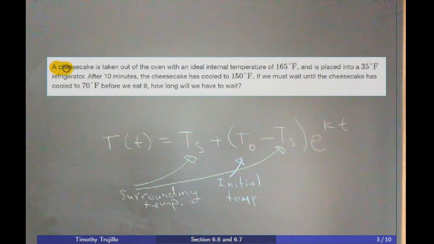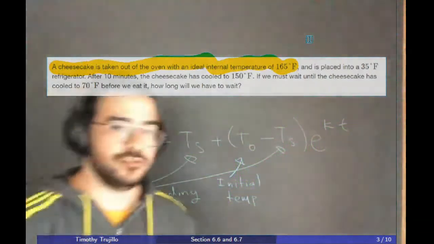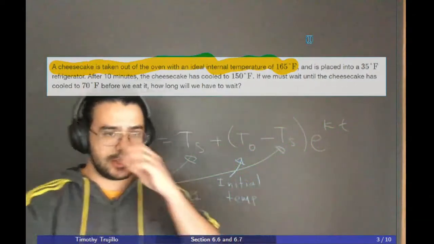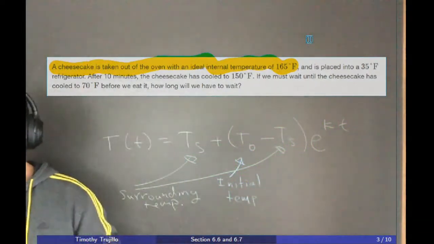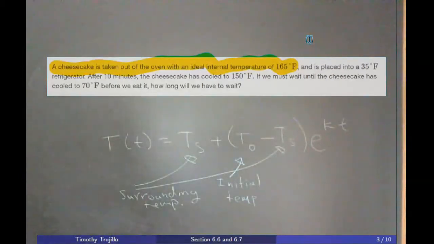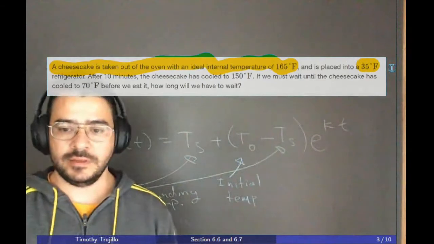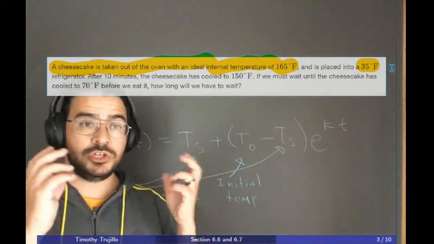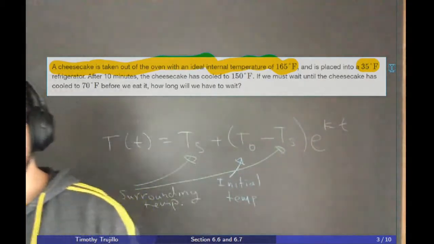Okay, so let's say Thanksgiving is coming up, and you make some cheesecake and take it out of the oven, and the internal temperature is 165 degrees Fahrenheit. So you've been cooking this cheesecake and you take it out. You have a refrigerator and you'd like to cool the cheesecake off, so you place it right into your refrigerator, which is set to 35 degrees Fahrenheit.